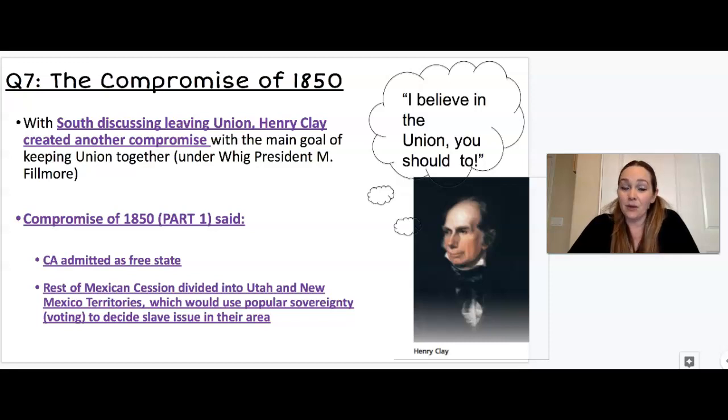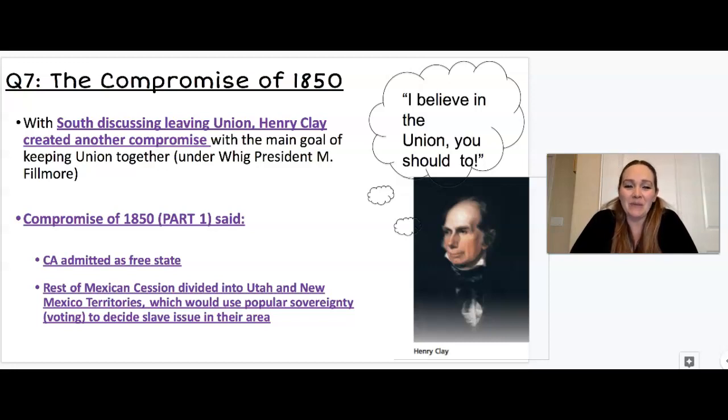Henry Clay, great compromiser. You've heard him with compromises before. Here he is at it again. He comes up with another compromise with the goal of keeping the Union together. Everyone, North and South, recognize they're stronger as a power in the world political arena if we stay together, okay?